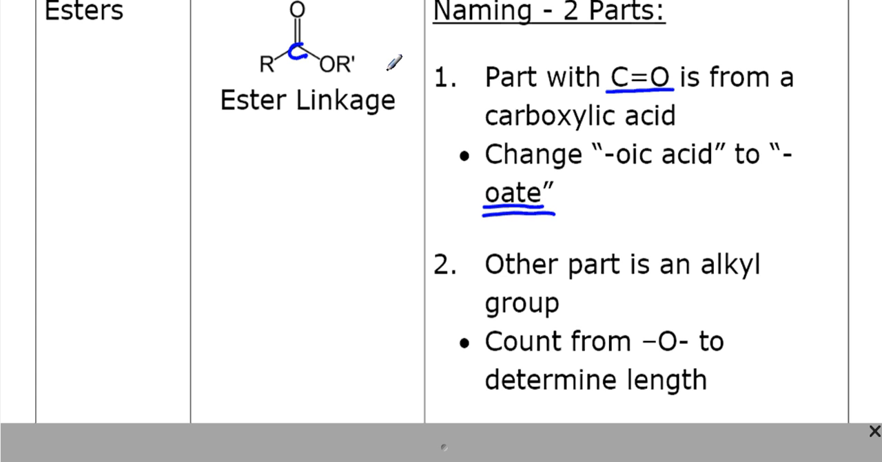Here though, one thing that's different is it doesn't matter which side is longer. We've talked a lot about length of chains. This branch could be longer than the part attached to the double bond to oxygen. That doesn't matter here. The 2 parts are distinguished by what is attached where. So one part with the carbon to double bond to oxygen, and then the other part with the hydrocarbon chain attached to this oxygen here.